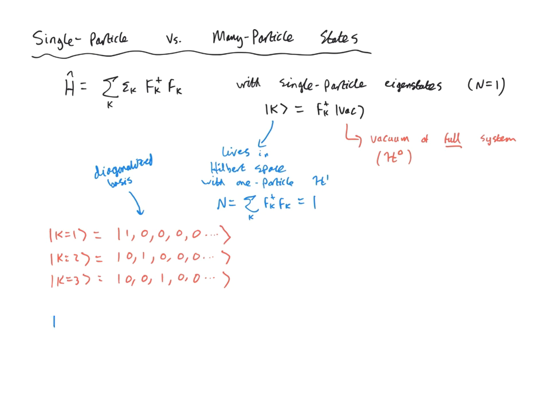Imagine that we have some generalized state with n1 electrons in the first orbital, n2 electrons in the second orbital, n3 electrons in the third orbital, and so on, all the way up to nN electrons in the capital Nth orbital. I can construct this from the direct sum over all of the orbitals k equals 1 to capital N of the occupation number of orbital k times the single particle state ket k.